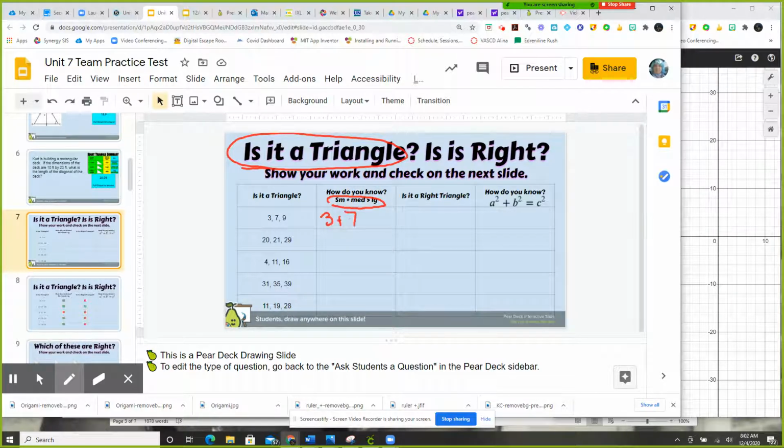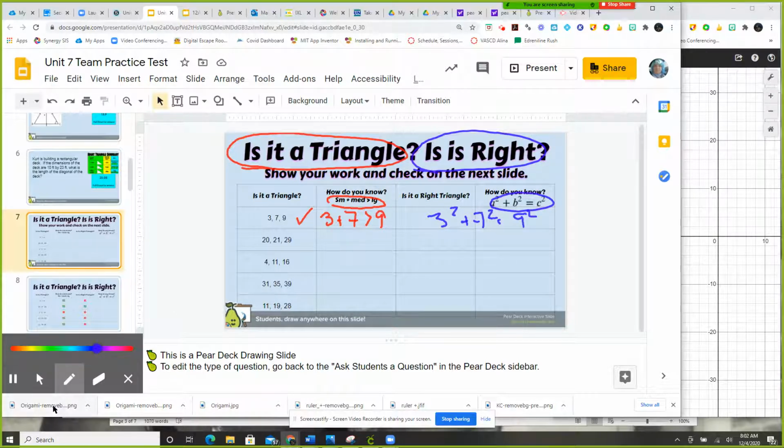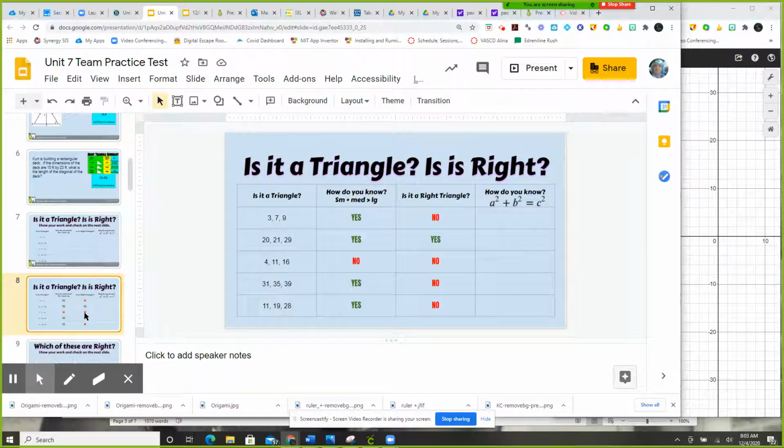Absolutely. So 3 plus 7 has to be bigger than 9. Does that work? Yep. And then how do I decide if it's a right triangle? Boom. And then on the next slide should be your answers. Hopefully I did all of these right. So all of these are triangles except for this one, because 4 plus 11 is not bigger than 16. It's smaller. And then none of these except the 20, 21, 29 are right triangles, because a squared plus b squared does not equal c squared.